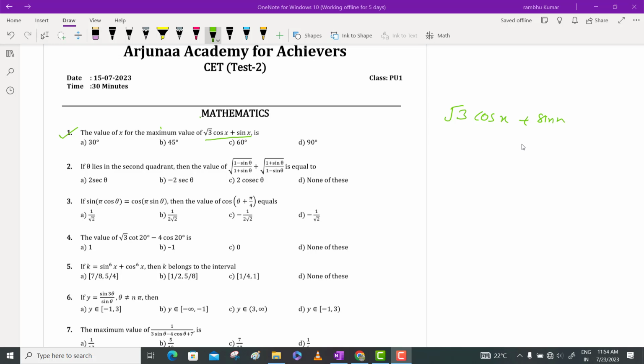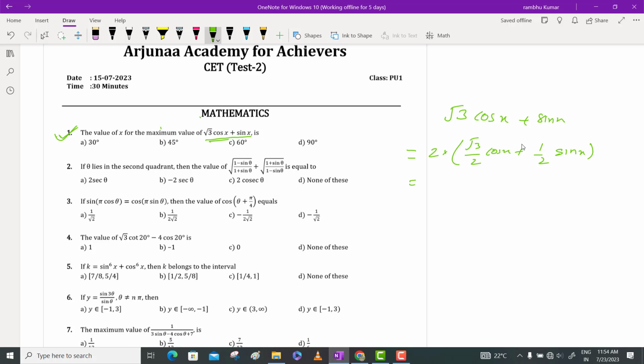So here we have question 1 and it says the value of x for which the maximum value of root 3 cos x plus sin x is possible. Okay. So first of all, if we see this root 3 cos x plus sin x, we can write, if you divide and multiply with 2, 2 into root 3 by 2 cos x plus 1 by 2 sin x. Okay, so I hope this is okay for you.